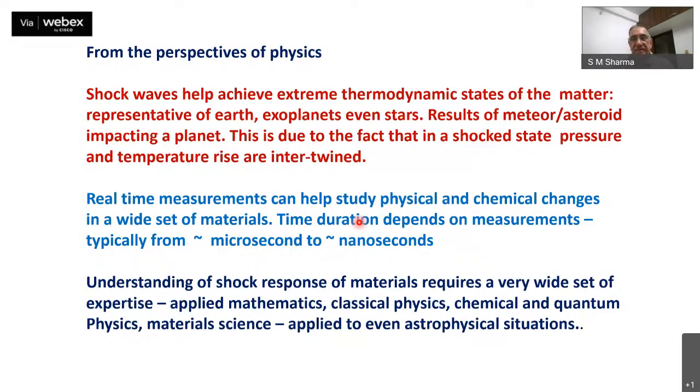With the insights gained from shockwave physics knowledge, one can interpret what happens when meteors or asteroids impact the planet. All these states, from the crust of Earth to the states of matter in stars, could be reached because the shock state, as I mentioned, has pressure and temperature rising simultaneously. These two are intertwined, and at very high levels of shock compression, they rise together.